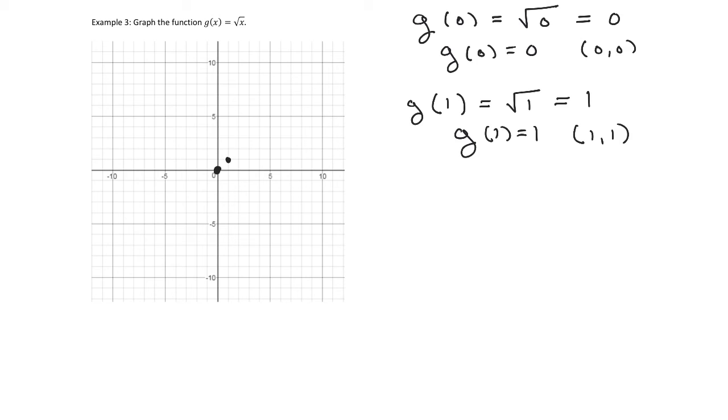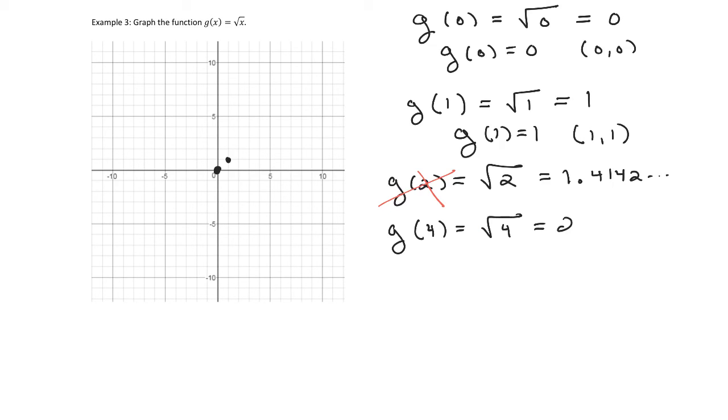So far, nothing crazy is happening here. If you try 2, g of 2 is the square root of 2, but on a calculator, if you compute this, it's a decimal. Nothing wrong with that, but it just might not be easy to sketch on the graph paper here. So I want to now move to a different value. Nothing wrong with this, but let's get something that's a perfect square, like 4. The square root of 4 is 2. So since g of 4 is 2, that's the point 4 comma 2. So that's here.